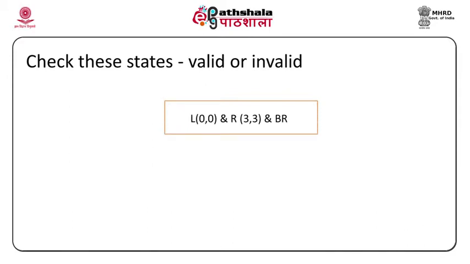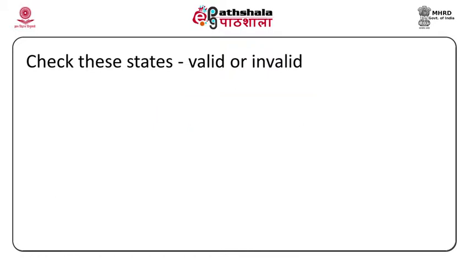Okay. What about this state? Number of missionaries and number of cannibals, again you can see that is quite similar to the state that we have seen before. It is a valid state. In fact, you can see that this is the initial state while this is the final state. We want all missionaries to move from left side to right side, okay. So, this also is a valid state.